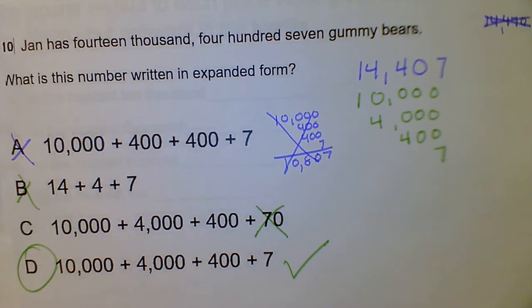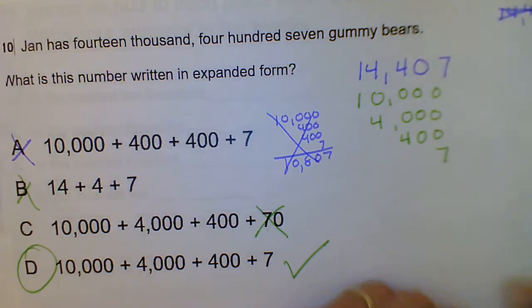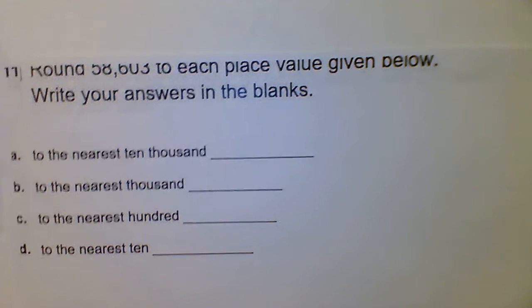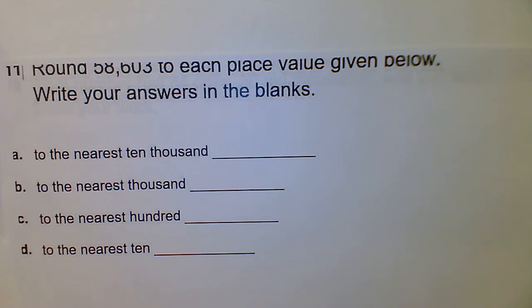All right, let's move on to number 11. So this says round 58,603 to each place value given. And I just want to make sure that I have that number right. Yep, that's right. I was able to check it on another piece of paper. All right. So we have to round it to each place value given.